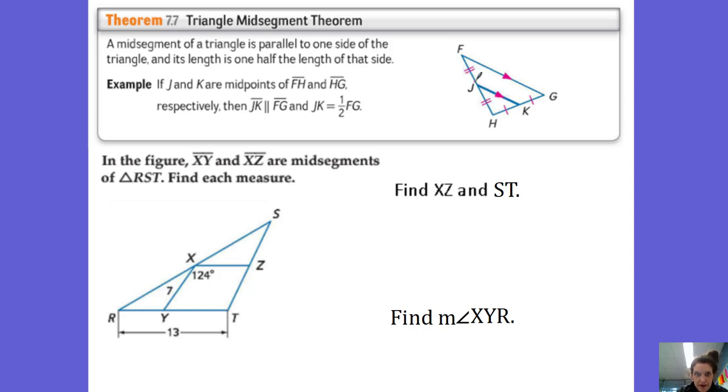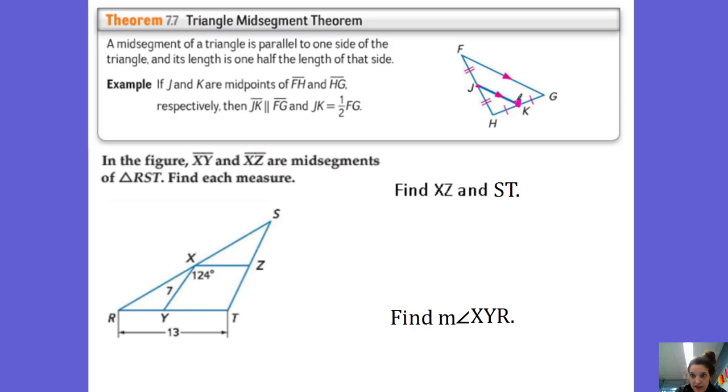Okay, a midsegment is parallel to one side of the triangle. So notice the arrows indicating that those two segments are parallel. And a midsegment connects the midpoint of one side to the midpoint of the other side.